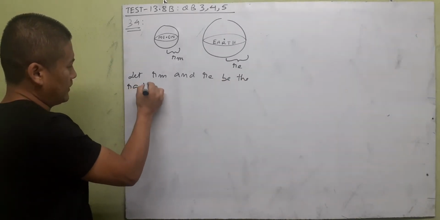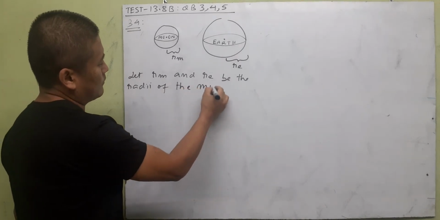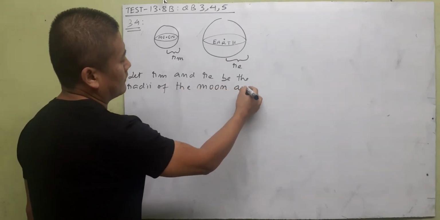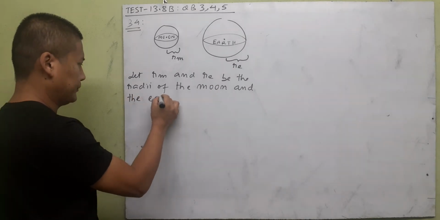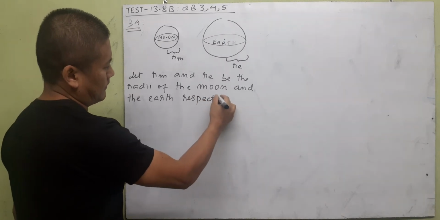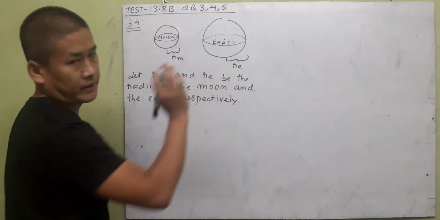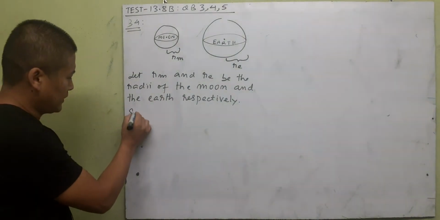radii of the moon and the earth respectively. Vm and Ve the volume of the moon and the earth respectively. Let us imagine like that. Now, since the question is saying something, let us look there.